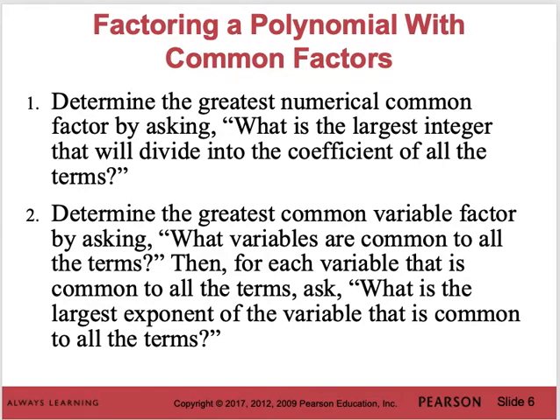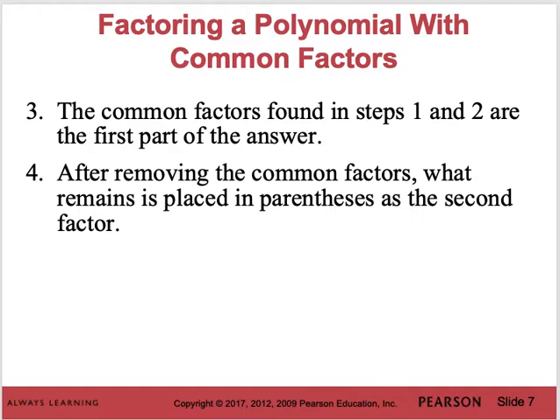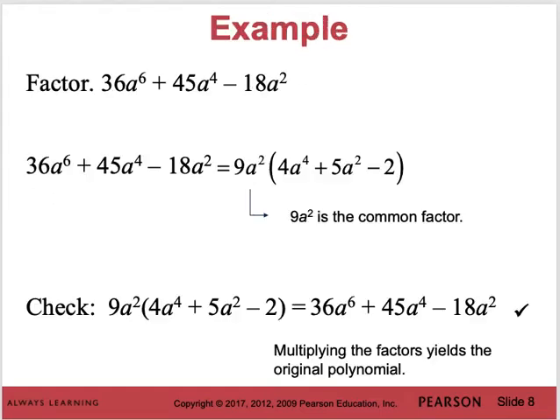So here are our steps for factoring a polynomial. Determine what is the greatest common factor. Then look at the variables. What is the greatest common variable amongst the terms? And once you find both of those, remove them and see what remains. What remains should be placed in parentheses.